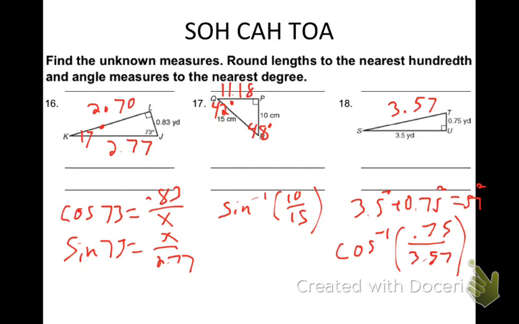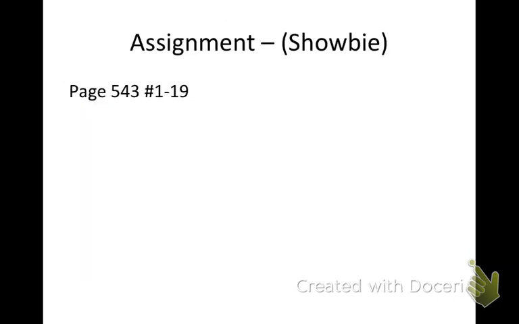So cosine inverse of 0.75 over 3.57. Anybody, what's angle T come out to be? 78 degrees. Which means angle S is then how many degrees? 12 degrees. Nice job, Drew. Again, there's not necessarily a lot of trig functions you have to use. When you're finding degrees, you have to remember to use the inverse function. When I'm finding side lengths, I have to use the other functions. Here is your assignment.